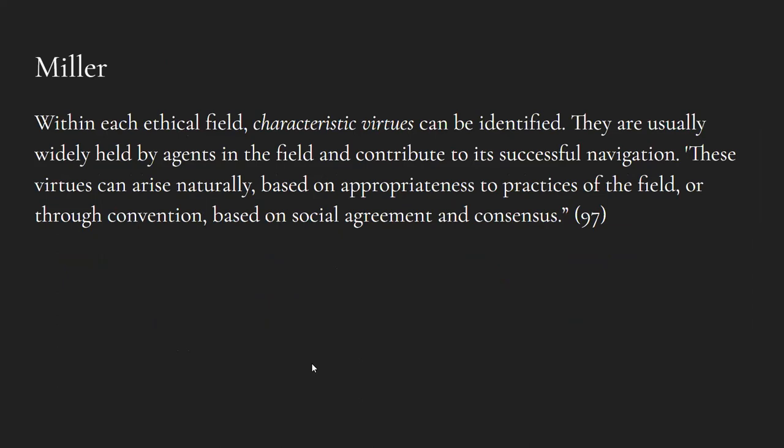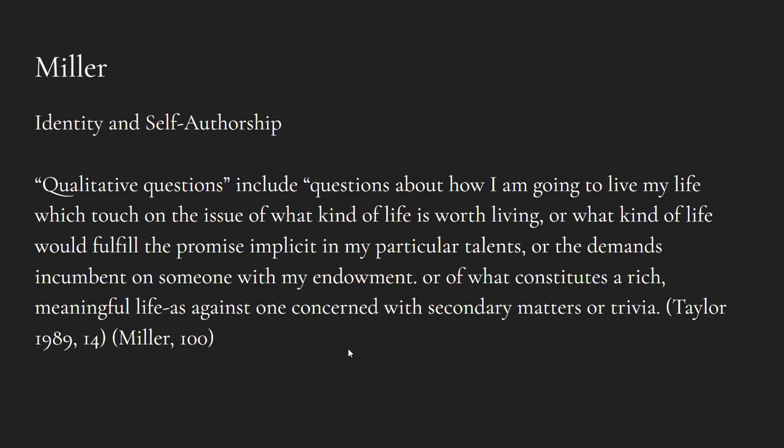So again, within each ethical field, characteristic virtues can be identified. They are usually widely held by agents in the field and contribute to its successful navigation. These virtues can arise naturally based on appropriateness to practices of the field, or through convention based on social agreement and consensus. And so that's another conceivable difference between Aristotle's account and this idea that, whereas Aristotle looks at what the virtues are required for a virtuous human in general, once we have this idea of specific ethical fields, then within those fields, there are characteristic virtues, and those will be based on what's best for that field, right?